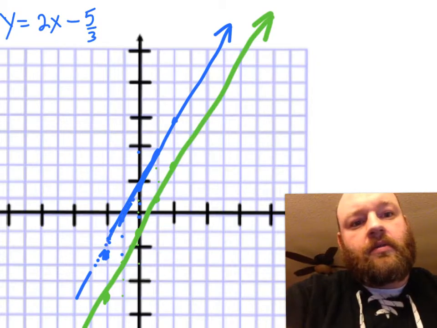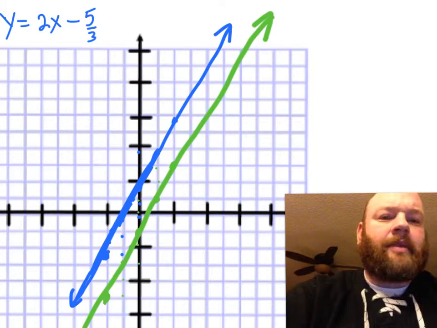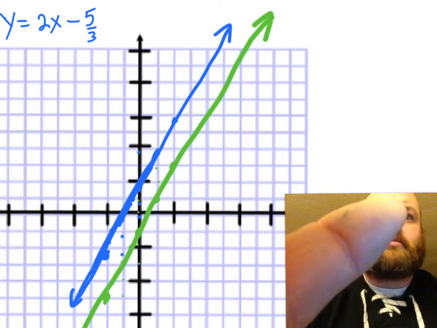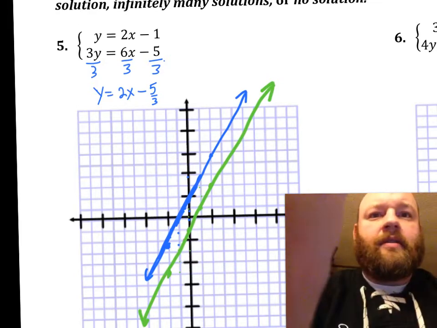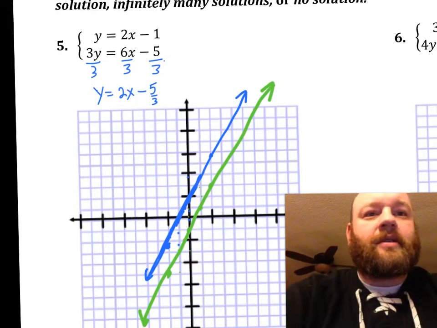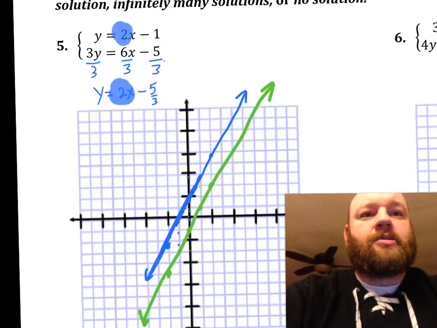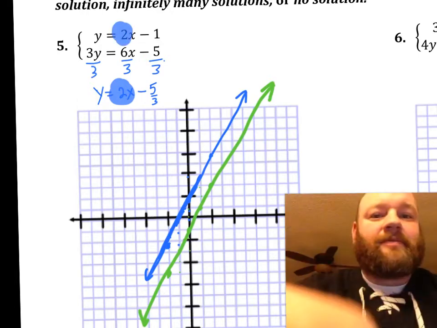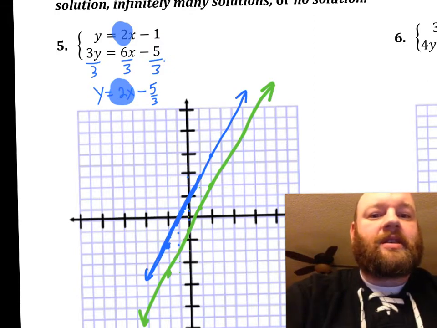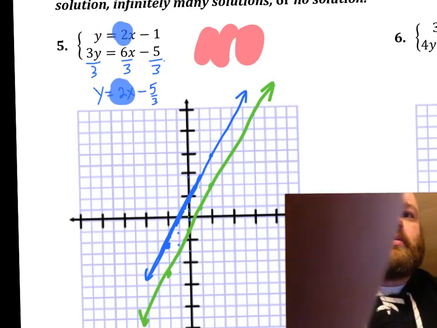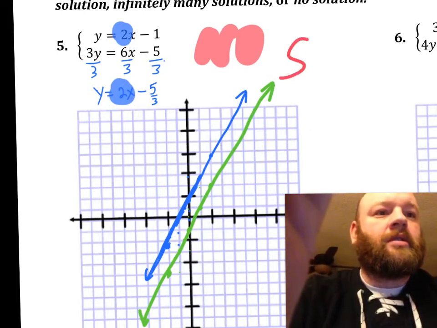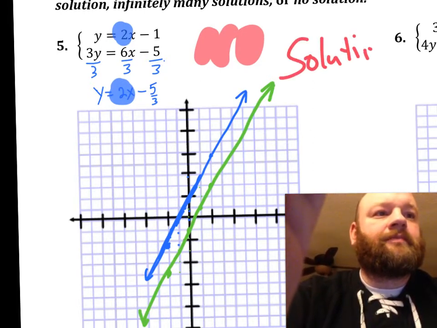Are they going to cross? One solution, no solution, infinitely many? I know right away that they're not going to cross, because the slope is 2 and the slope is 2, so they aren't going to cross. So in this case, no solutions.